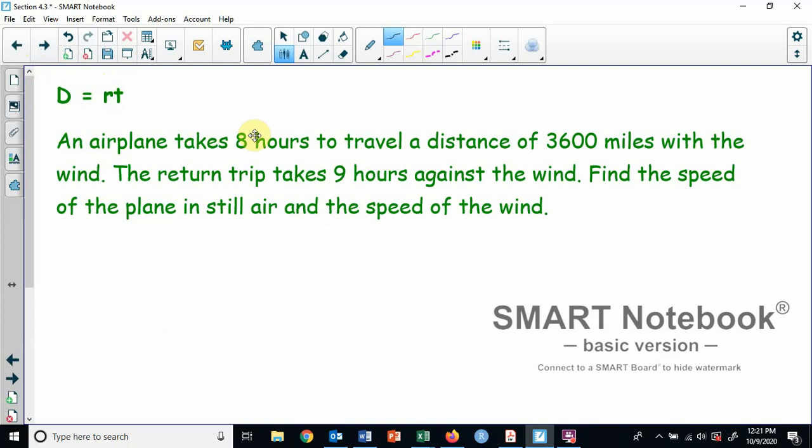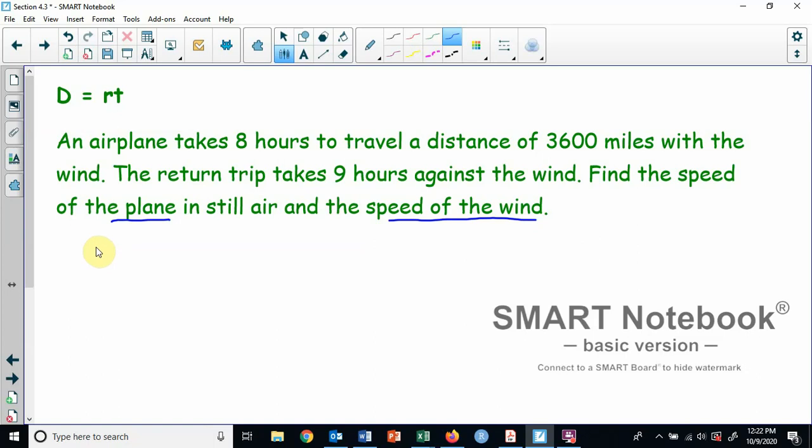So an airplane takes 8 hours to travel the distance of 3,600 miles with the wind. That's an important part. The return trip takes 9 hours against the wind. Find the speed of the plane in still air and the speed of the wind. So the easiest spot to define our variables is to look at what we're supposed to find. We want to find the speed of the plane and the speed of the wind. So why don't we just define our variables?